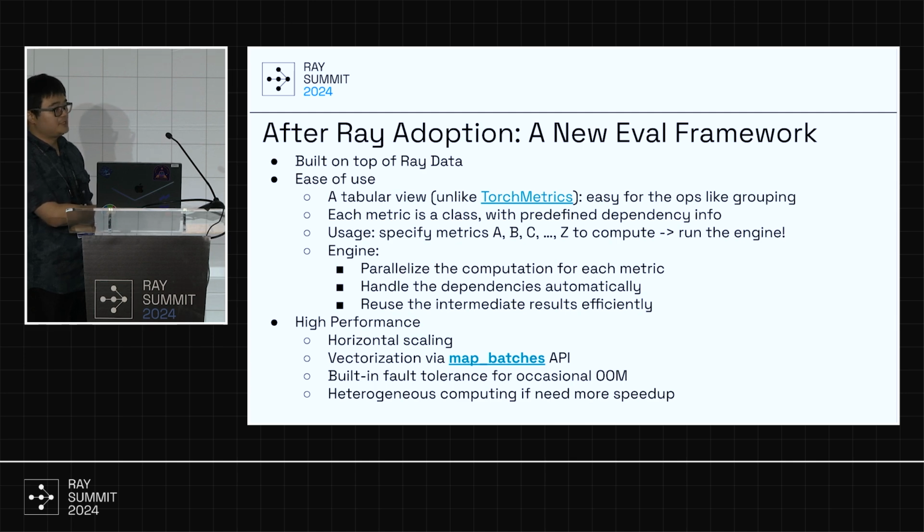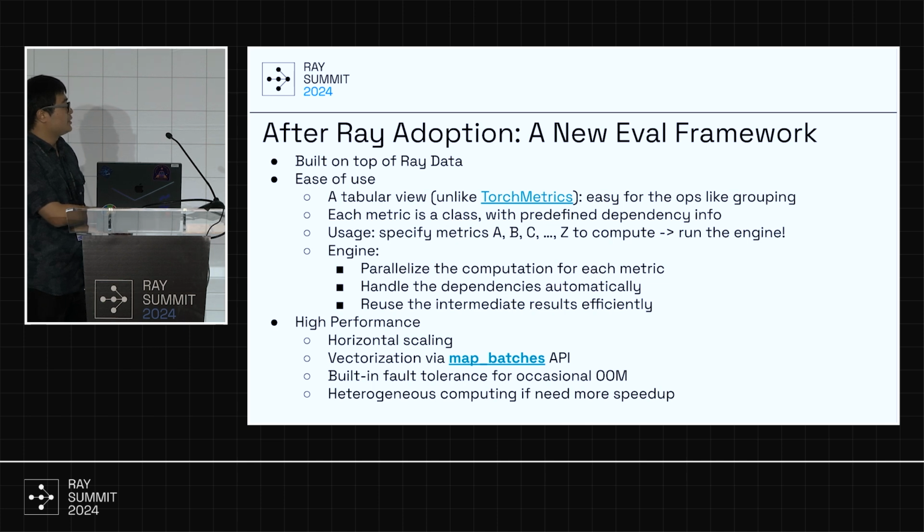First, by leveraging Ray data, we can parallelize all the metric computations. And secondly, we can handle the dependencies automatically. Basically, we know which one we need to compute first, and then we can memoize the results and reuse them later. So we can reuse the data efficiently as well.